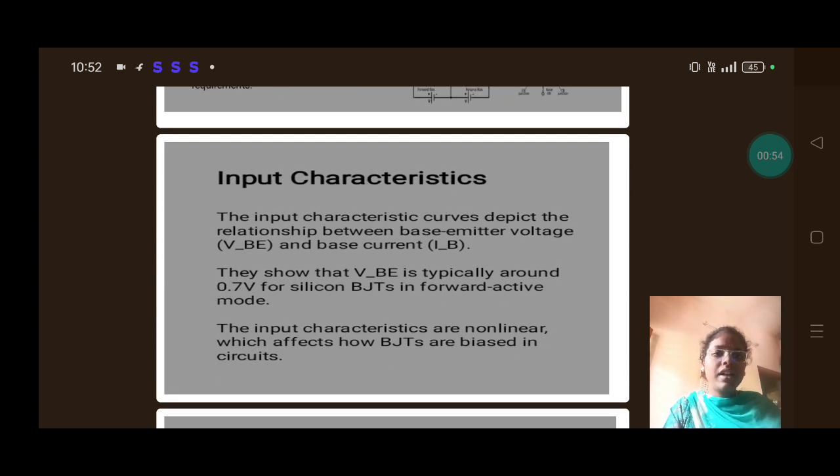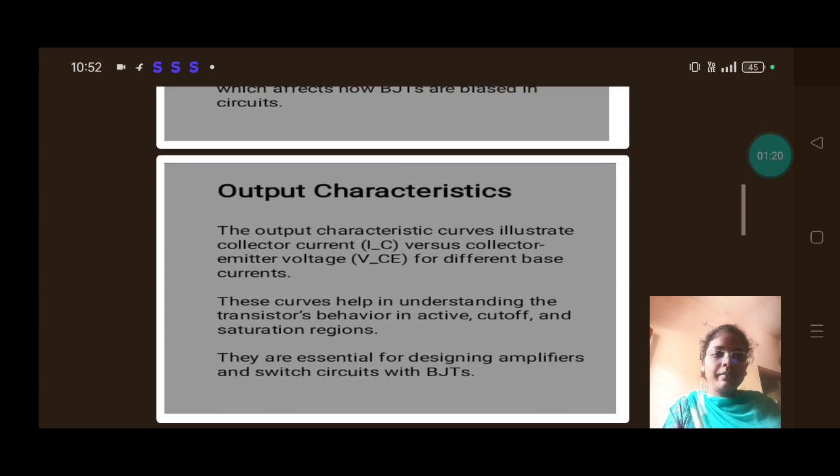In BJT characteristics, input characteristics. The input characteristic curves depict the relationship between base-emitter voltage and base current. They show the base voltage is typically around 0.7 volts for silicon in a bipolar junction transistor. In forward active mode, the input characteristics are non-linear, which affects how BJTs are biased in circuits.